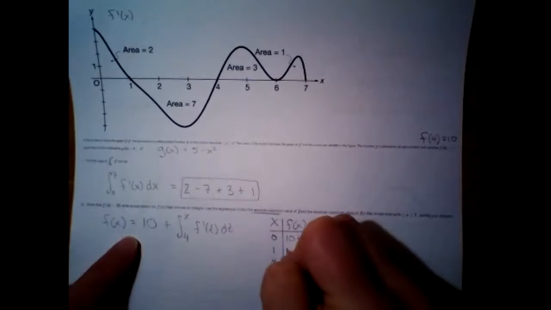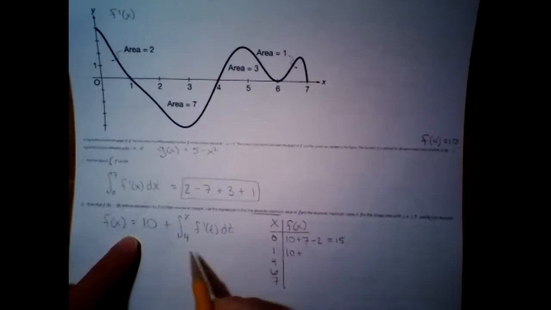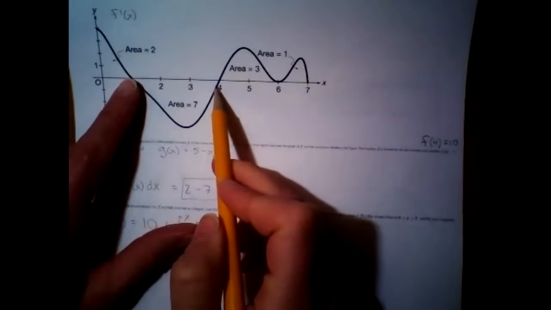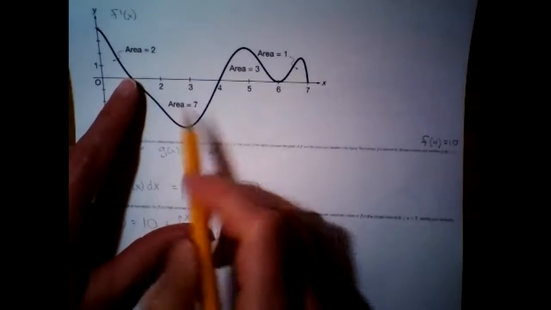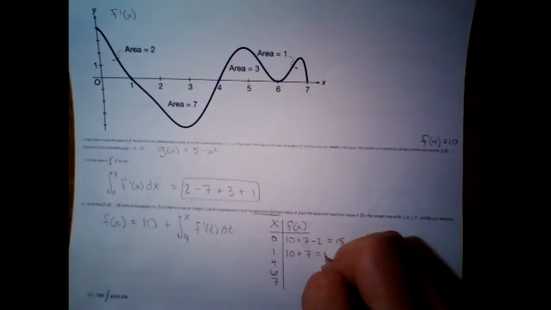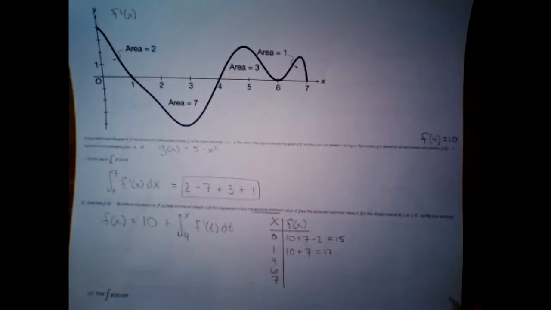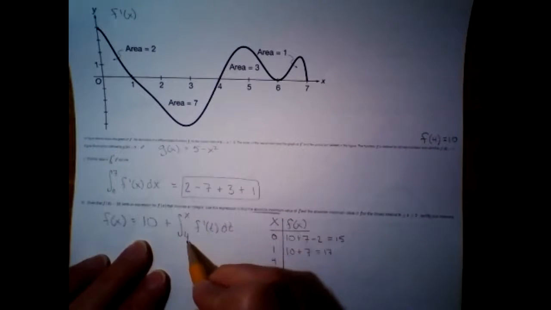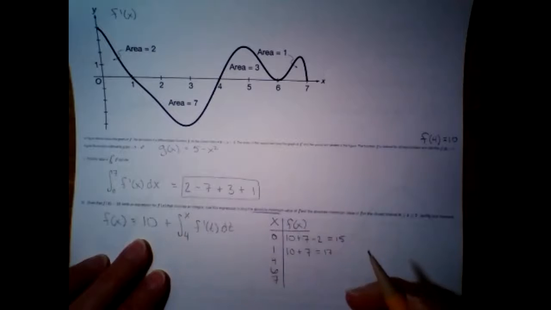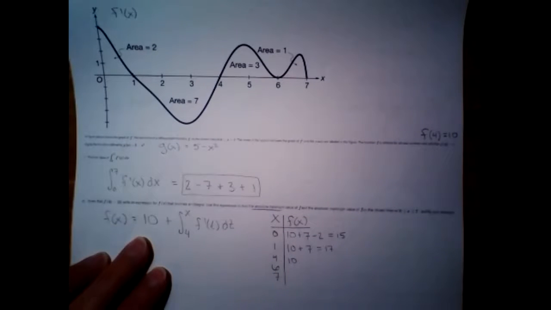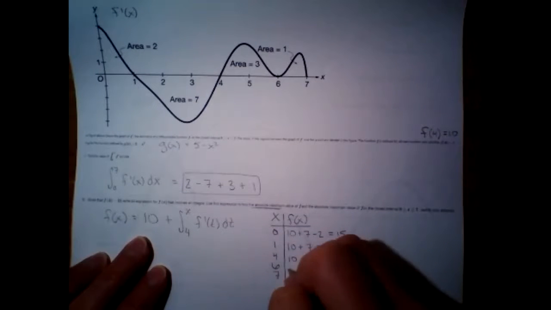All right, and then plugging in 1. Again, all of these are going to be 10 plus. If you plug in 1, going from 4 to 1, again, you're going backwards, so it's going to be a positive 7, so that'll be 17. If you plug in 4, the integral from 4 to 4 gives you nothing, so it would be 10 plus nothing, so it's just 10.